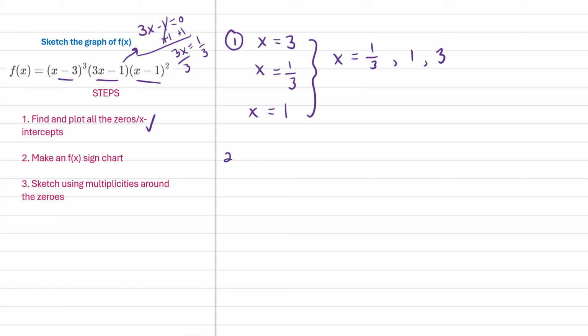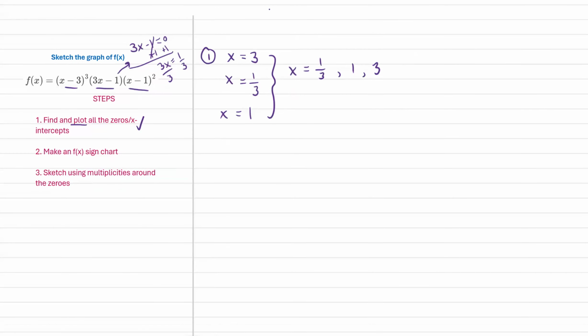Oh, actually, I didn't finish step 1. Let's plot them as well. So I'm going to make some space for a graph on the side. This is going to be our best approximation of a sketch. So I have 1, 2, 3. Let's plot 1/3 here. All the zeros are just going to be an x-intercept dot on the x-axis, and then we have positive 1 and positive 3. Okay, now step 1 is done.